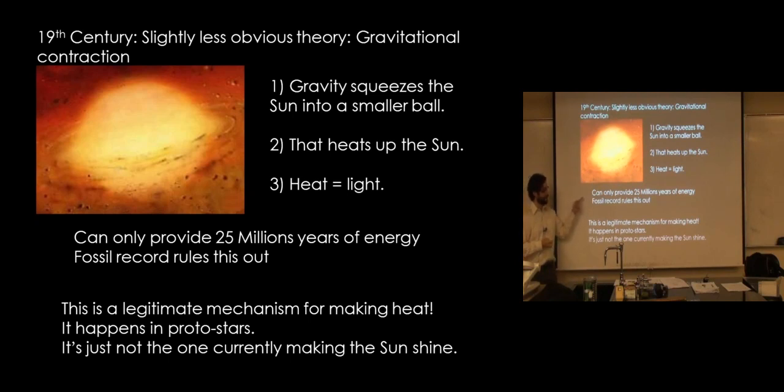Their calculation, which turned out to be kind of correct, the physics was right, was that you get 25 million years of energy out of this. Now, this is in 1840. So there were 2 groups of people, the physicists who think they're real scientists, and they said, look, we equationed it out. The sun has got 25 million years of energy.